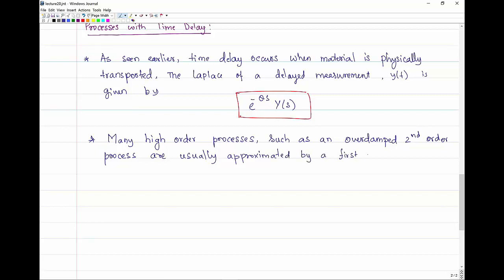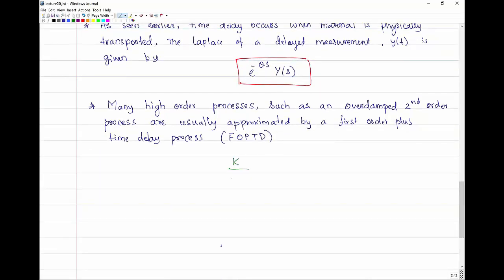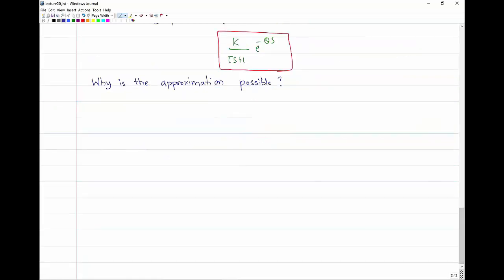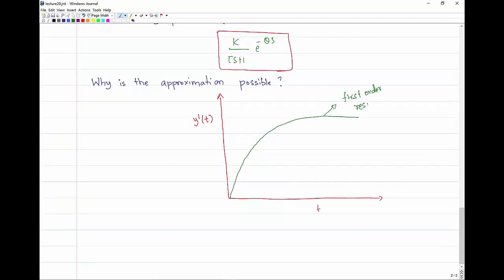And the sheer simplicity of a first-order transfer function is also quite appealing, and therefore, in practice, engineers often approximate even higher-order transfer functions with first-order plus time delay transfer functions. Now, using a graph, I would like to show you why it is possible to approximate a higher-order response with a first-order plus time delay response. Why is this approximation even possible?